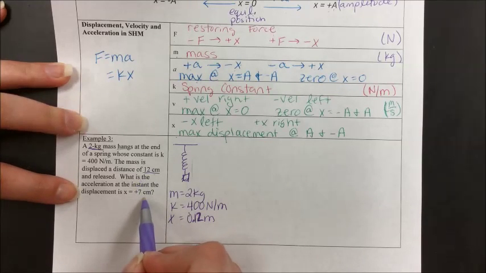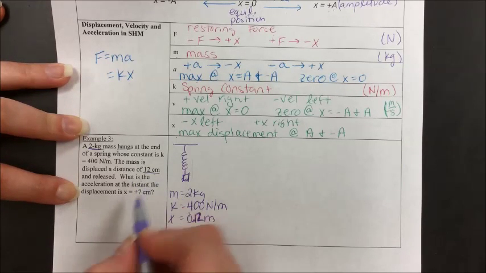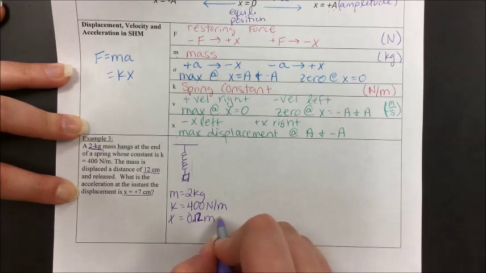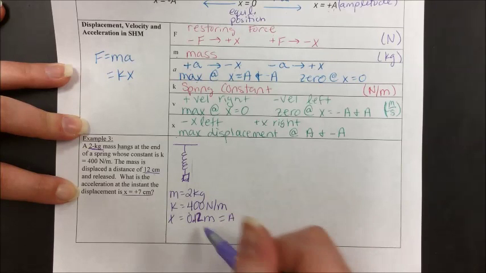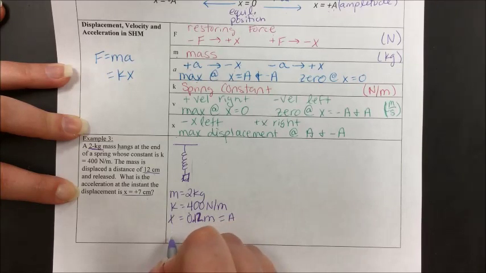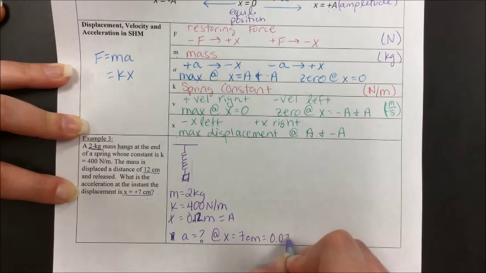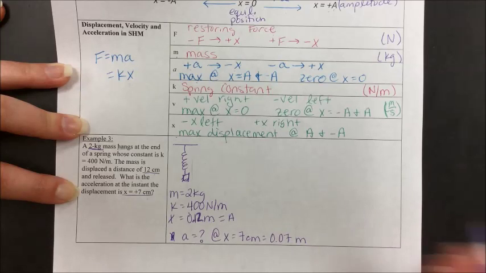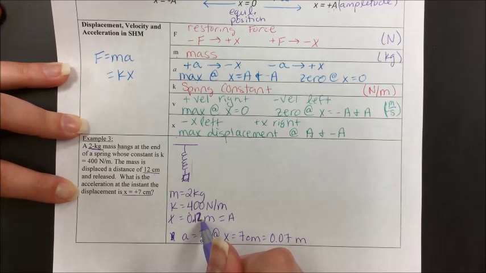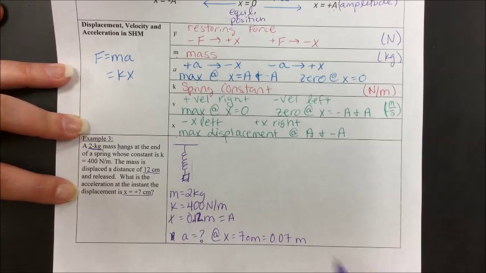And what is the acceleration at the instant the displacement is 7 centimeters? So the 12 centimeters is going to be our amplitude, because that's how far it pulls down. And we want to know the acceleration at x equals 7 centimeters, or 0.07 meters. So this 0.12 we're not actually going to be using at all.